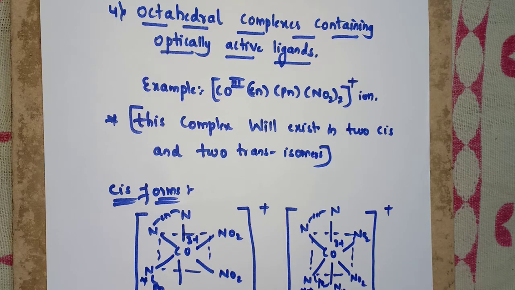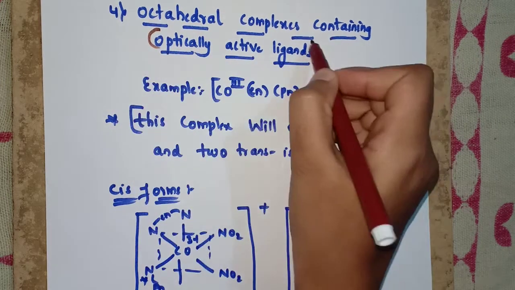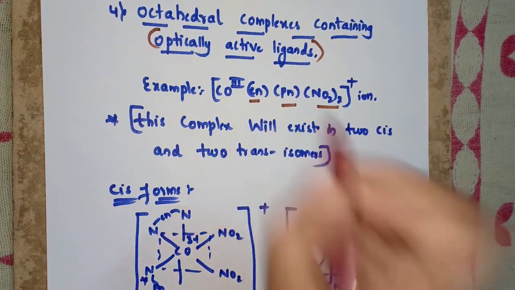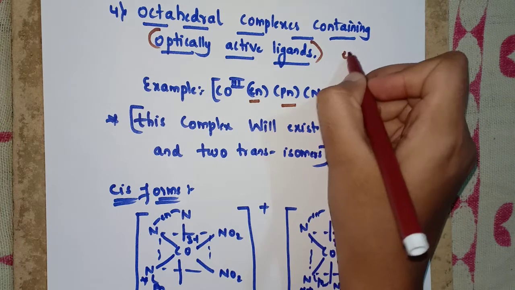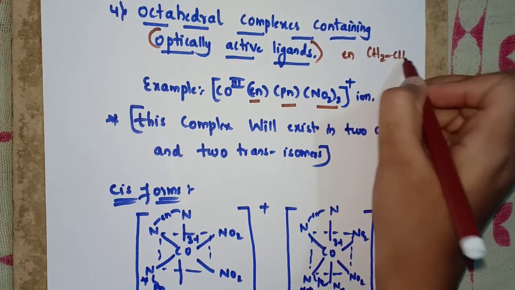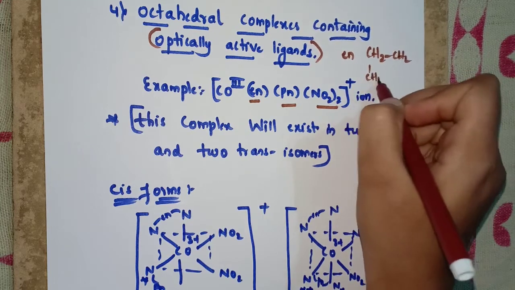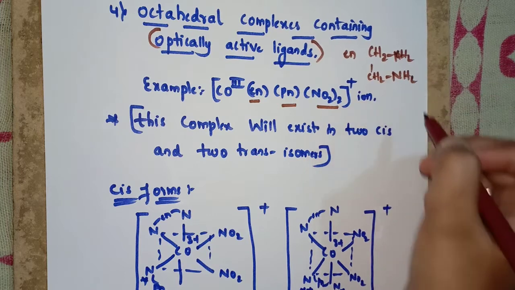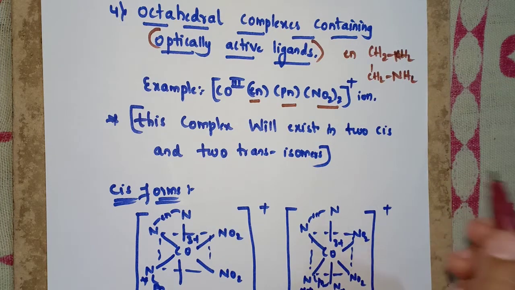It is the fourth type of octahedral complexes which will show optical isomerism. The fourth type is octahedral complexes containing optically active ligands. Here, what do optically active ligands mean? Here en, pn, NO2 are present. If you see en, it has a structure like this, that is NH2, CH2, CH2, NH2. It is ethylene diamine.